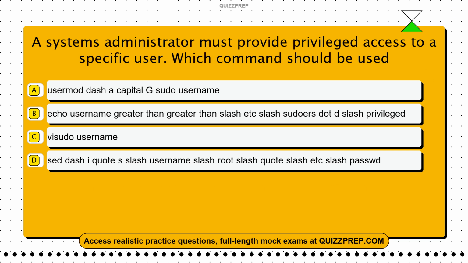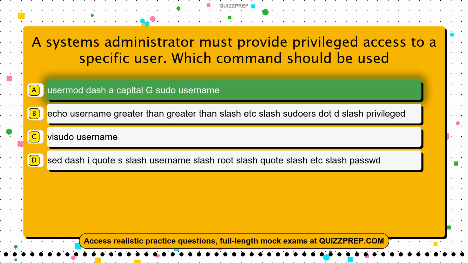Question 118. A systems administrator must provide privileged access to a specific user. Which command should be used? Option A, usermod -a capital G sudo username. Option B, echo username greater than /etc/sudoers.d/privileged. Option C, visudo username. Option D, /i quote s/username/root/quote /etc/passwd.